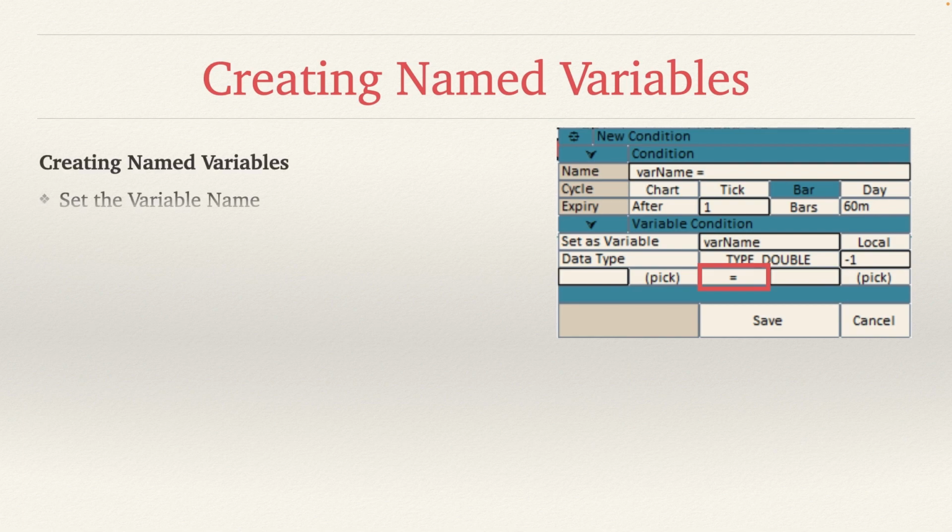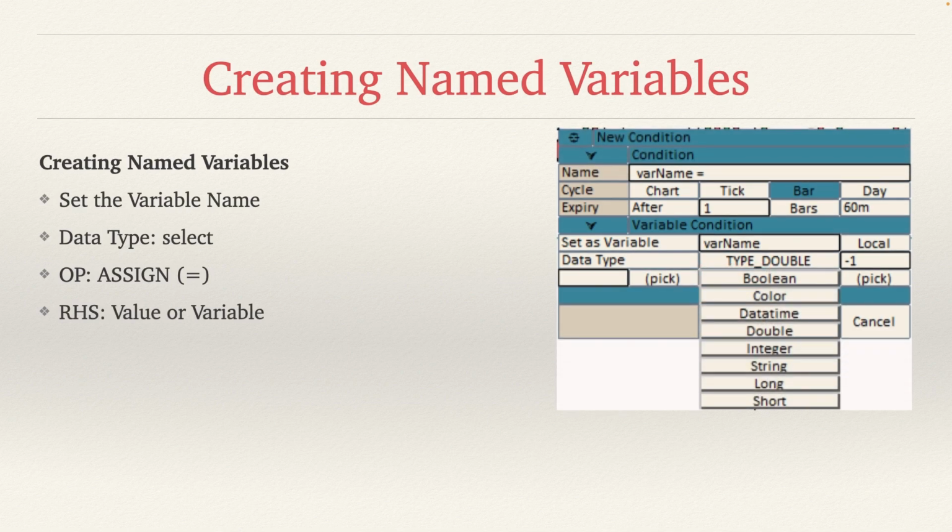To create a named variable, you provide a variable name, select the data type from the data type list, and then either type in a value or pick a variable from the select list. The op field is set to assign, in this case, represented by the equal sign.